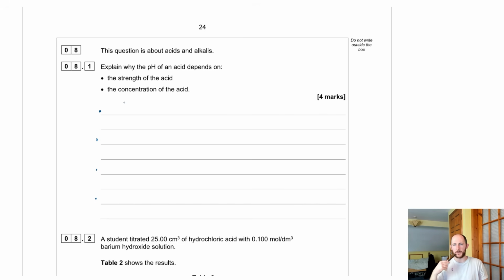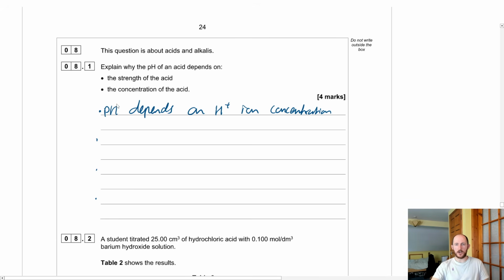So, what's the general principle? Well, the pH depends on H plus ion concentration. Remember, we don't really talk about the number of H plus ions because that depends on how much liquid we have. So instead we talk about the concentration, the amount per unit volume. So it's more but in the same space. So in general, pH depends on the H plus concentration. If you want to justify this, more H plus, less pH. Simply put.